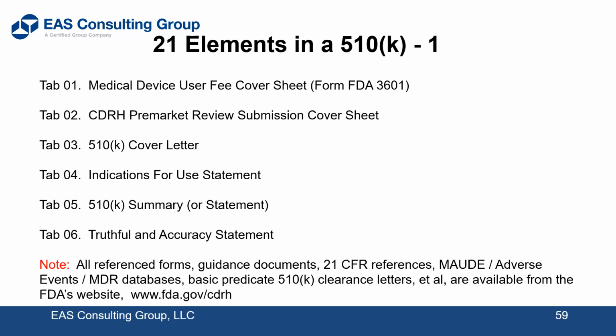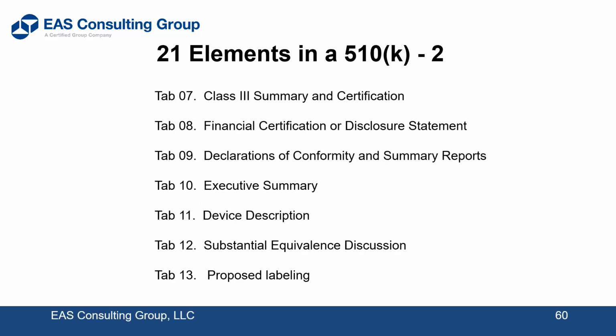A truthful and accuracy statement regarding the information submitted or omitted. Whether it's class 3 or not, it would not be in most cases, very rarely. Financial certification and disclosure if clinicals are involved. Declaration of conformity to existing standards, etc. An executive summary that breaks down the whole submission into a more brief discussion. Device description, including drawings and photos, etc. Then tying into your predicate devices under a substantial equivalence discussion, your labeling, and that includes your instructions for use, even some of your web advertising and marketing advertising as well.